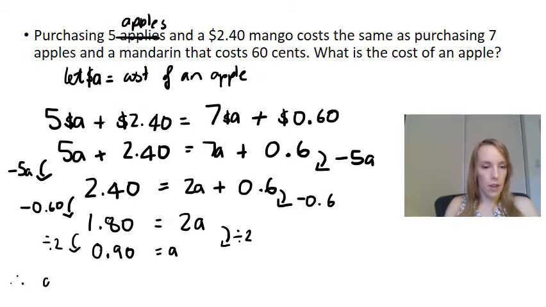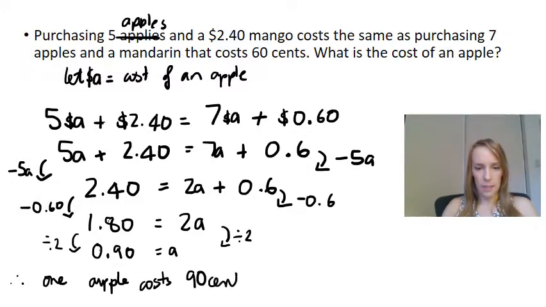Therefore, 1 apple costs 90 cents. So I've answered the original question using the units. And if you are unsure, remember, substitute it back into that original equation. Make sure both sides of your equation are equal and you know you've got the right answer. So if you want to check my working, you can substitute an apple costing 90 cents back into the original equation and let me know if I'm right.